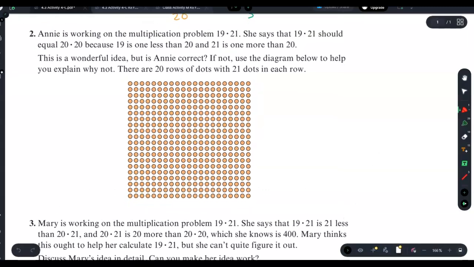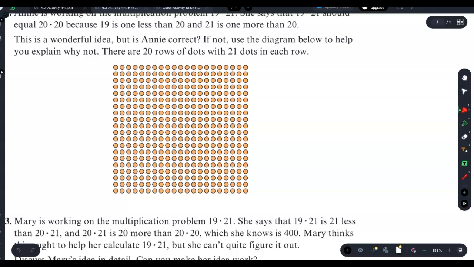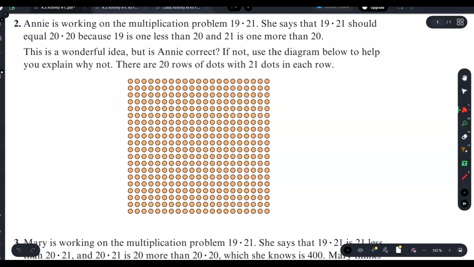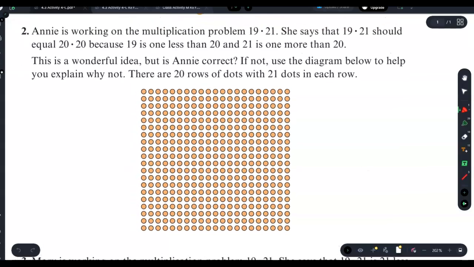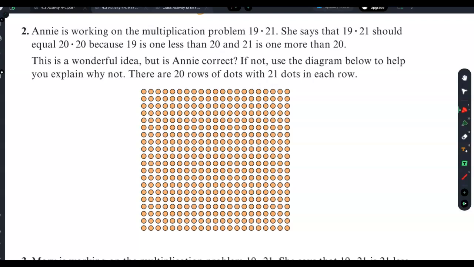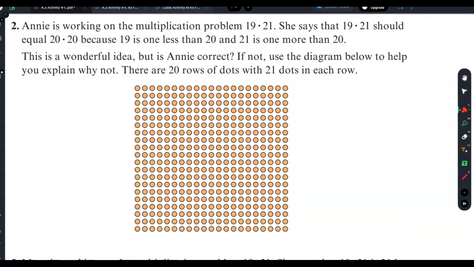Annie is working on the multiplication problem 19 times 21, and she says that 19 times 21 should equal 20 times 20 because 19 is 1 less than 20 and 21 is 1 more than 20. This is a wonderful idea, but is it incorrect? If not, use the diagram below to help you explain why not.